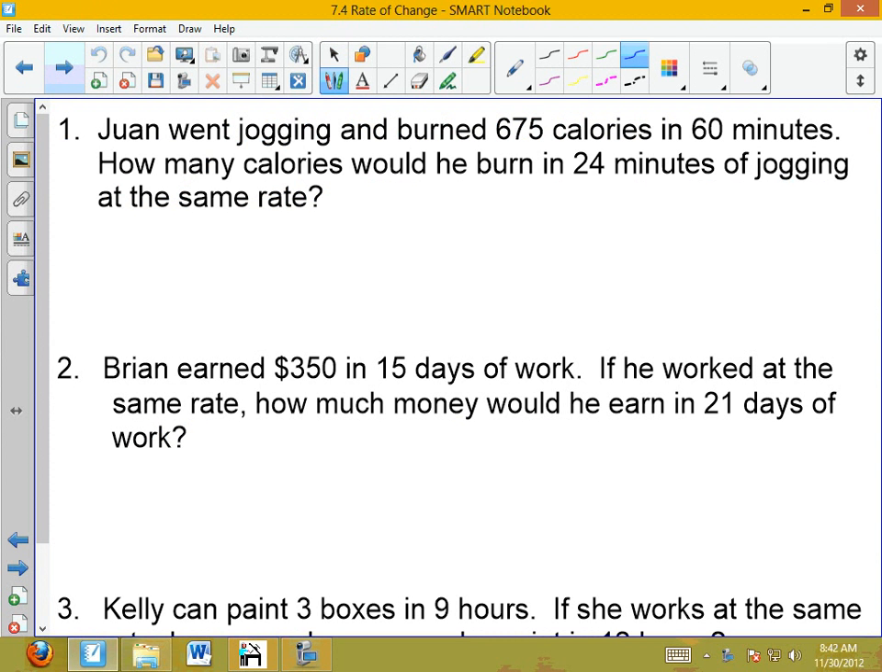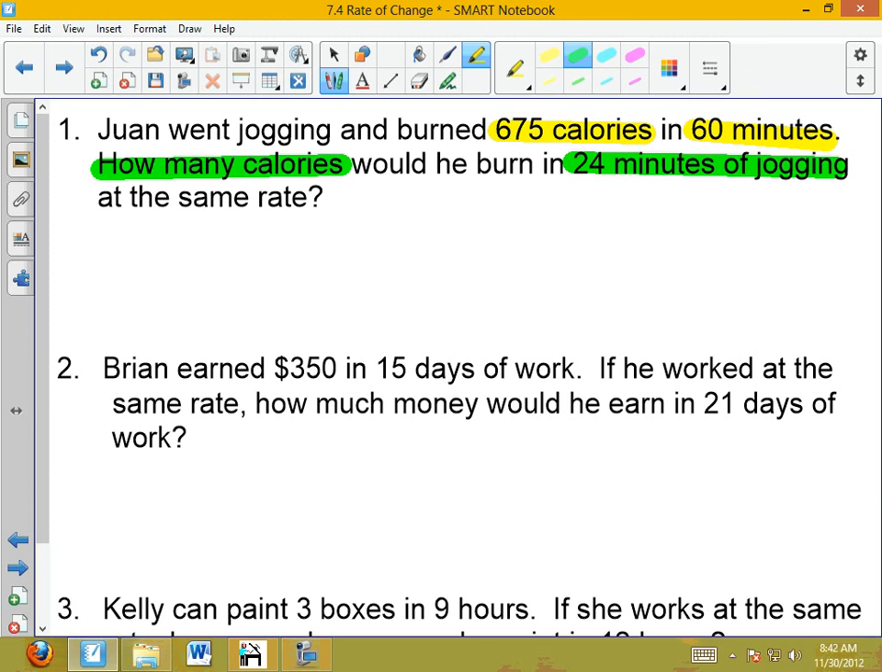So let's read this. Juan went jogging and burned 675 calories in 60 minutes. So he jogged for 60 minutes. He burned 675 calories. These two things, they go together. They're related. How many calories, this is the question, how many calories would he burn in 24 minutes of jogging? How many calories? There's the question. So, two things go together. So I set it up as a fraction.